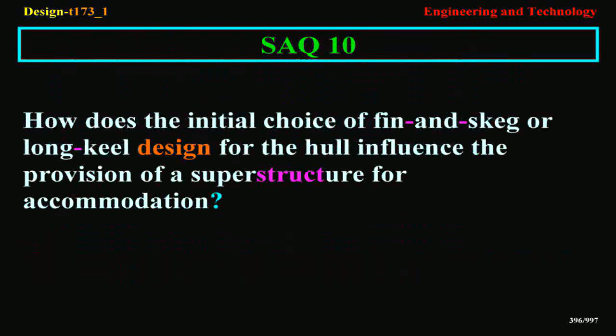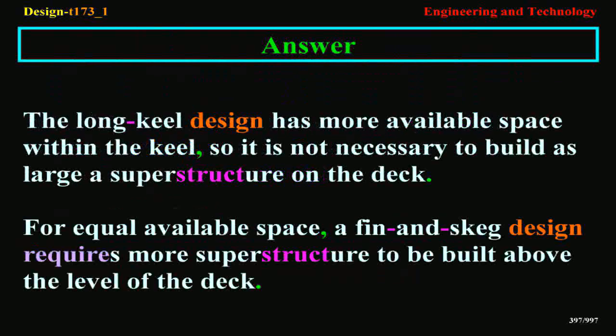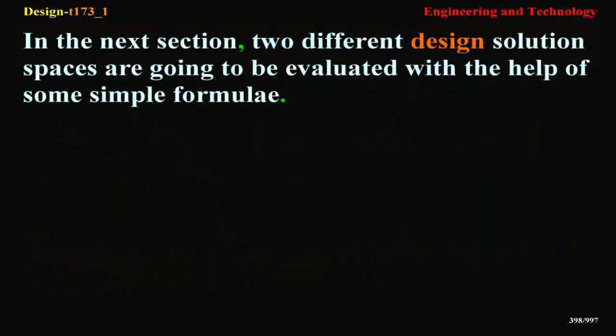SAQ 10. How does the initial choice of fin and skeg or long keel design for the hull influence the provision of a superstructure for accommodation? Answer. The long keel design has more available space within the keel, so it is not necessary to build as large a superstructure on the deck. For equal available space, a fin and skeg design requires more superstructure to be built above the level of the deck.